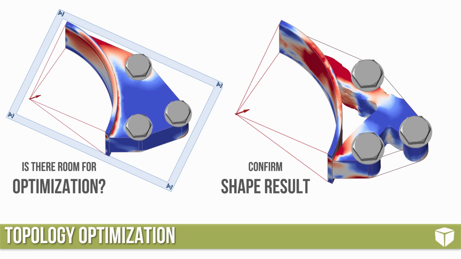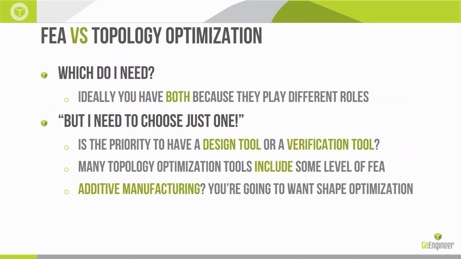Both images that you see here are done in Solid Thinking Inspire. Inspire is one of the tools that we do offer and we use extensively in-house here, and it has built-in FEA capabilities. So going back to the original question that we proposed, FEA versus topology optimization, which one do you need? And ideally, and also technically, you need both.